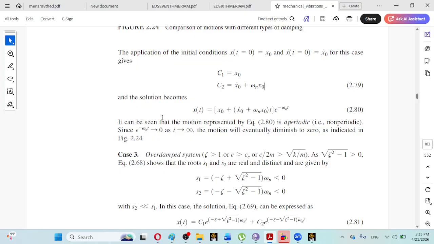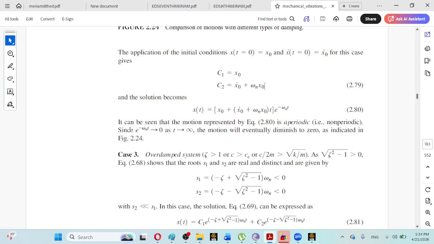As we can observe here, the motion represented by equation 2.80 is aperiodic. Aperiodic means non-periodic, meaning it has no oscillations; only one cycle will be there, and that will simply vanish. Why is it aperiodic? Because there is no sine or cosine function, as we can observe here, so this is an aperiodic motion.